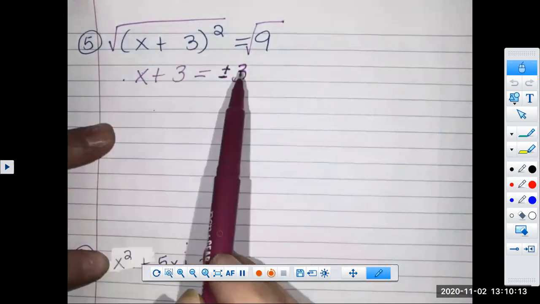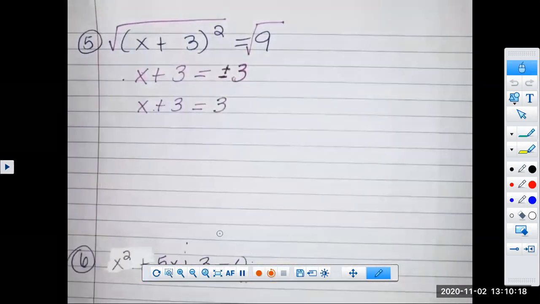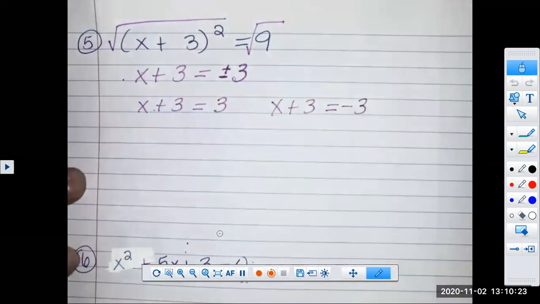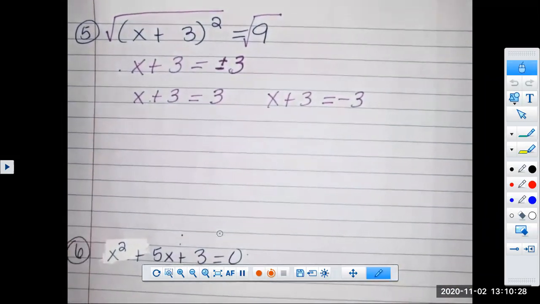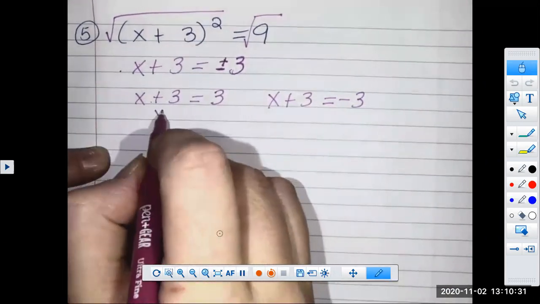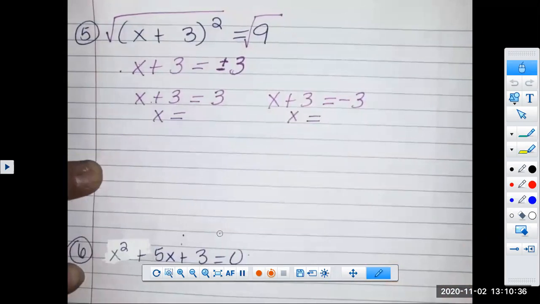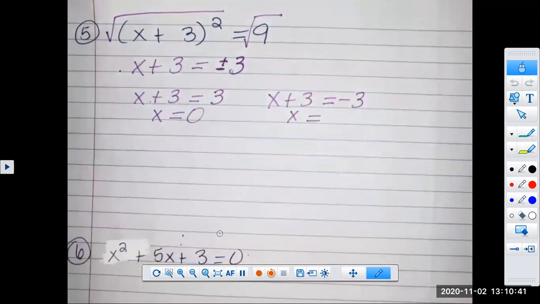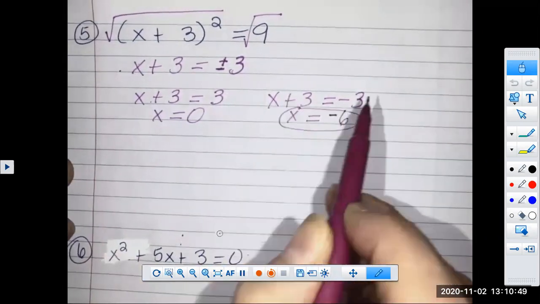Now, I actually have two equations. I have x plus 3 equal to positive 3, and x plus 3 equal to negative 3. Tell me what your two values are. Good. x equals 0 and x equals, do it again, -6. Your brain wants to say that positive 3 and negative 3 make 0.